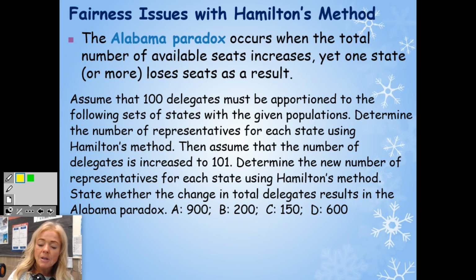So anyway, you'll have a couple of questions like that on your homework. And we're going to go through a couple of problems just so that we can understand this completely.